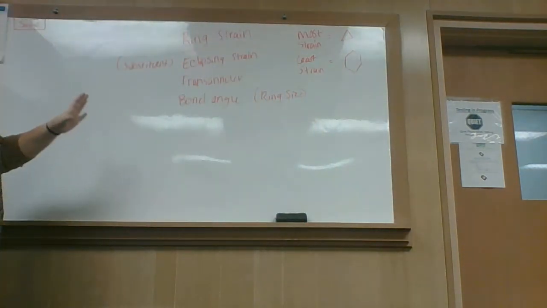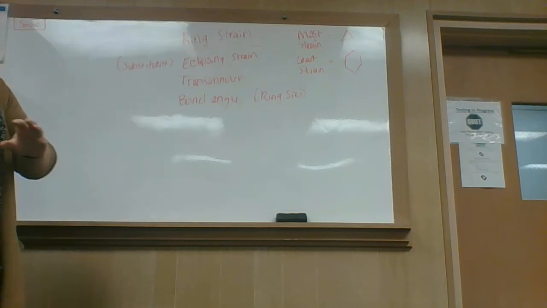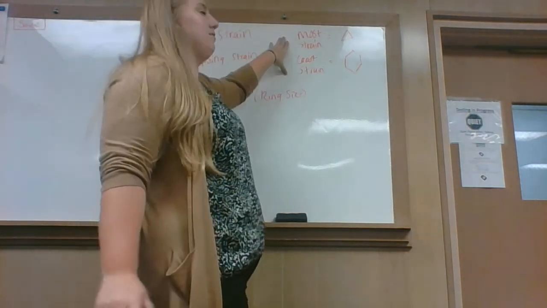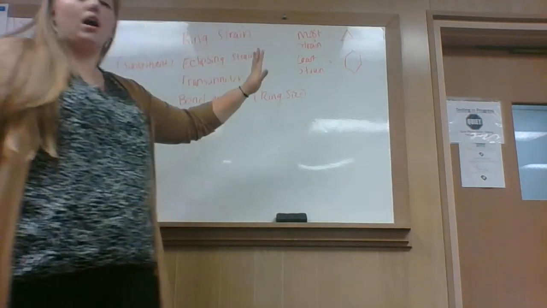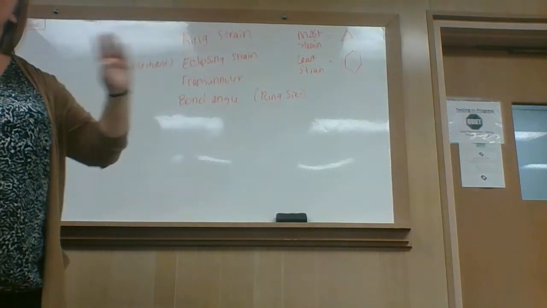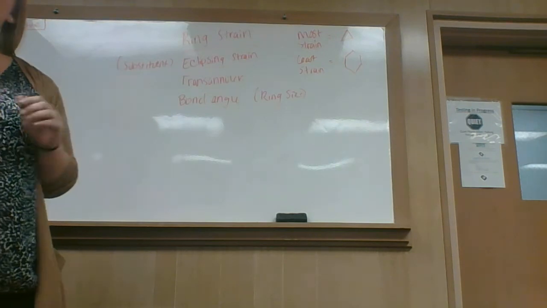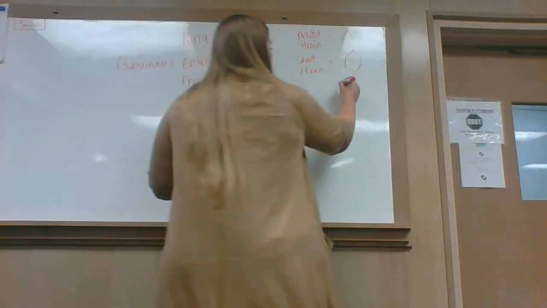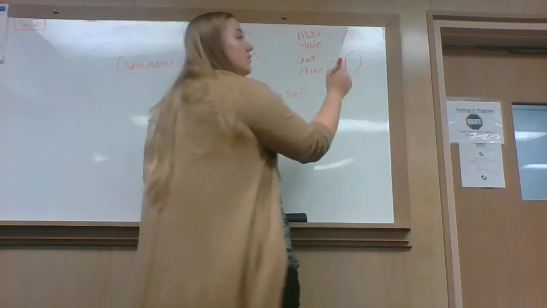So again, it's more important that you know the 3 types and you know some general characteristics about how ring size affects these. When we talk about cyclohexane, it can have 4 different conformations. What are the 4 different conformations?